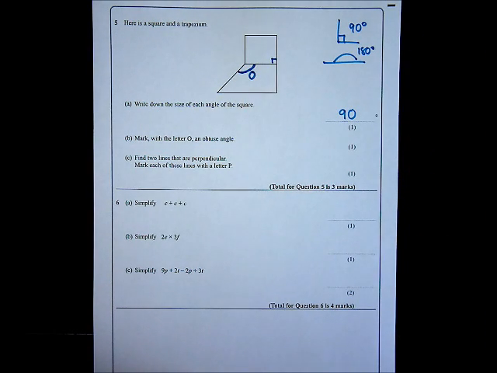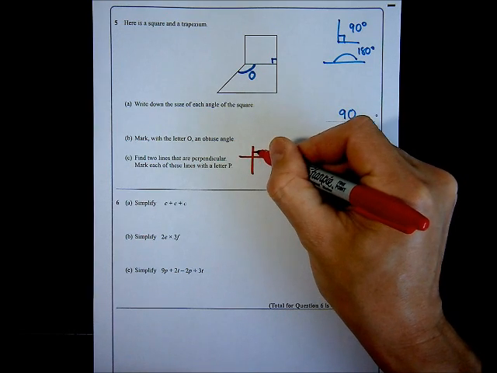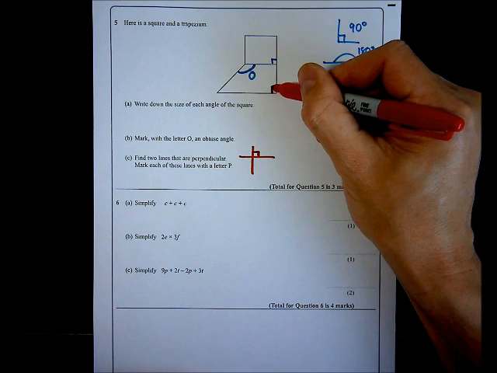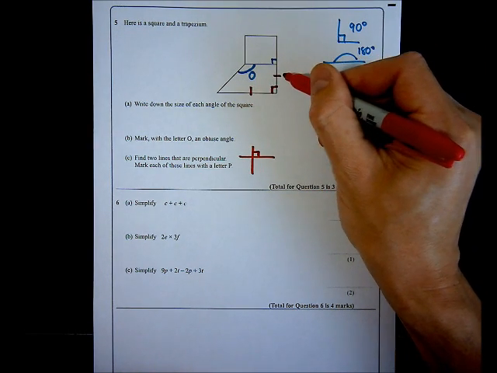In part C, I'm told that two lines are perpendicular, and I'm asked to mark them with the letter P. So I'm looking for two perpendicular lines in this diagram. Now, perpendicular lines cross at right angles. So I could have these two lines here. Those are perpendicular, so I'm going to mark that one and that one there with a P.